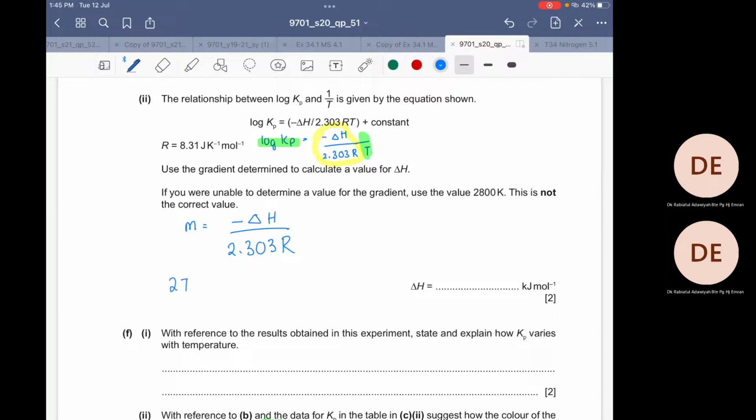In my case, my gradient M is 2710. M is gradient, just like your y equals to mx plus c. And then you just have to solve. R is 8.31. Okay, R is given to you. 2710 times 2.303 times 8.31, negative.